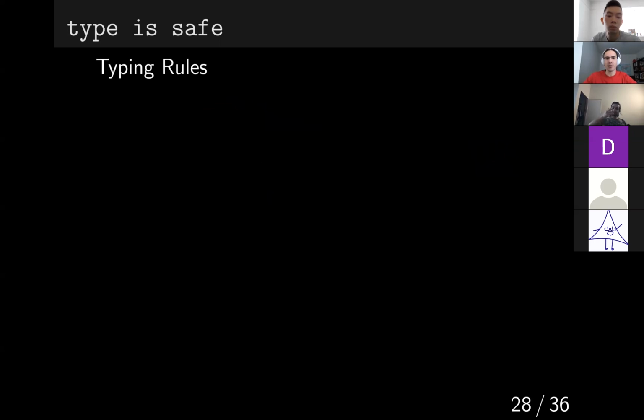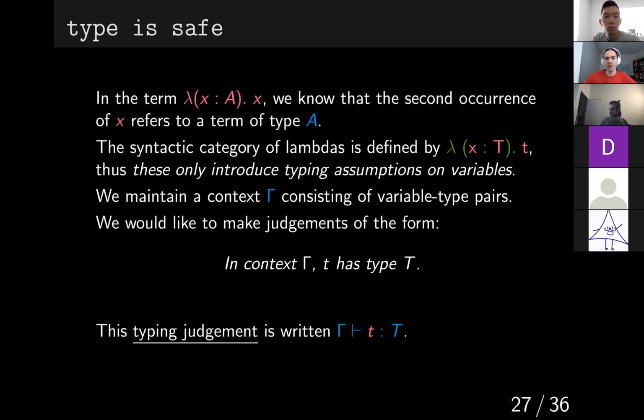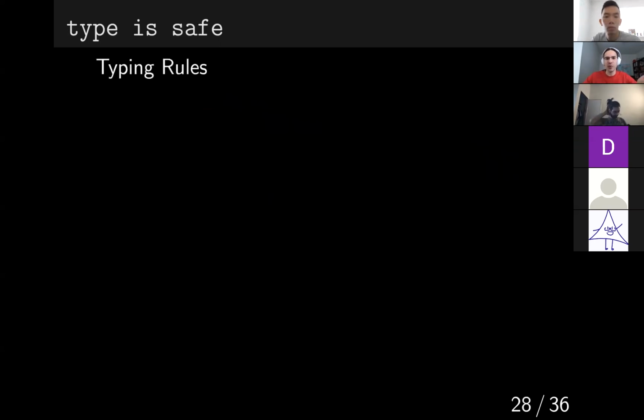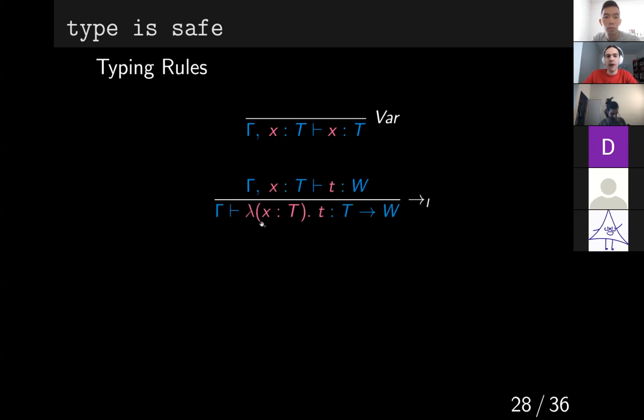So what are the typing rules for making these judgments? The typing rules are going to be, as predictably, rules that say that one typing judgment follows from zero or more typing judgments. The first rule is, how do you type variables? Well, the only way that you can type a variable is if you already know what type that variable has, and that would only happen if the variable is already in your context. Now, how do you type functions? Well, in order to type a function, you assume that the variable has the indicated type, and then you try and type the body of the function.